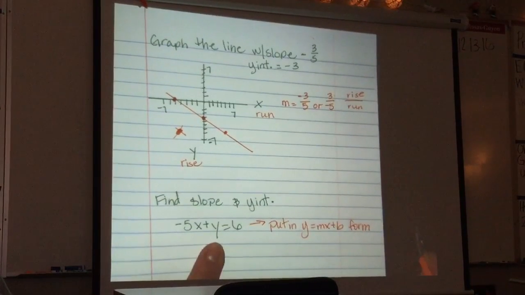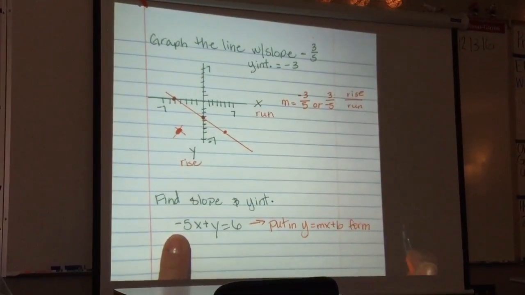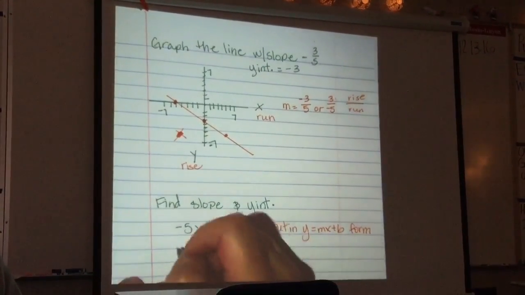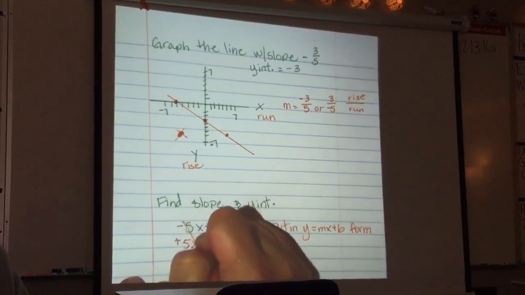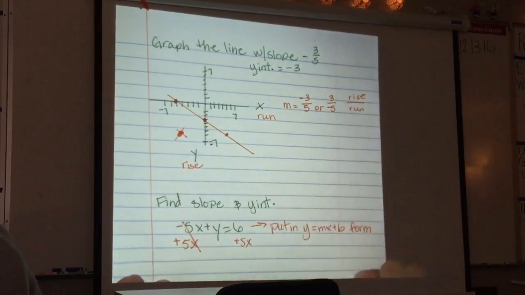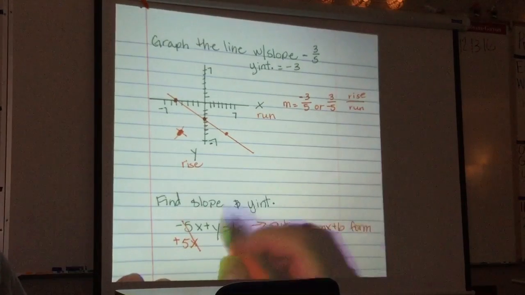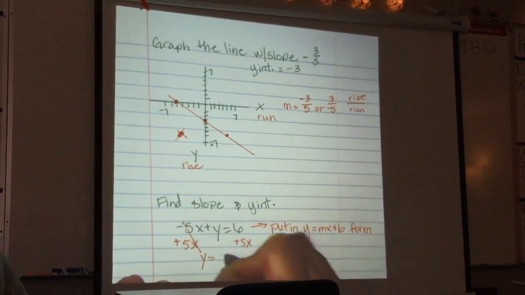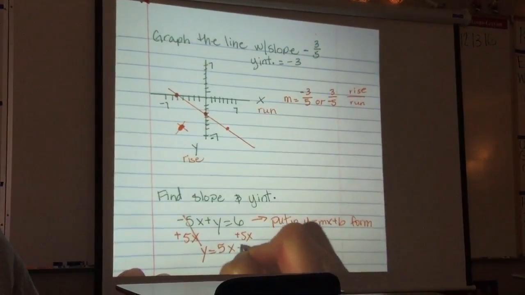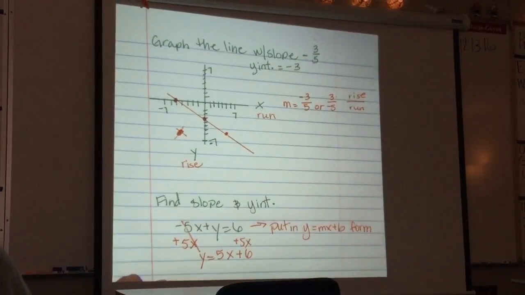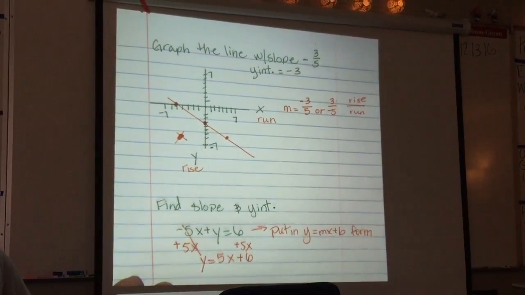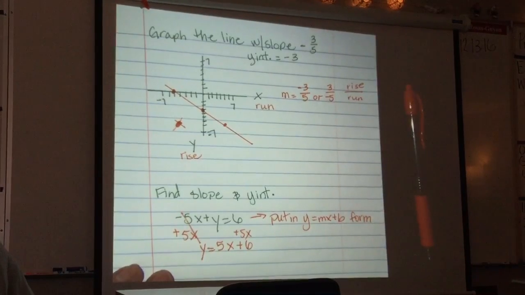The y is in the right spot. So how do I get rid of this -5x? You add 5x. We're going to get rid of it over here, and we're going to put it over here. You're not putting the 5 and the 6 together. You're just saying y equals mx plus b. Once you have that, you should be able to identify your slope and your y-intercept.